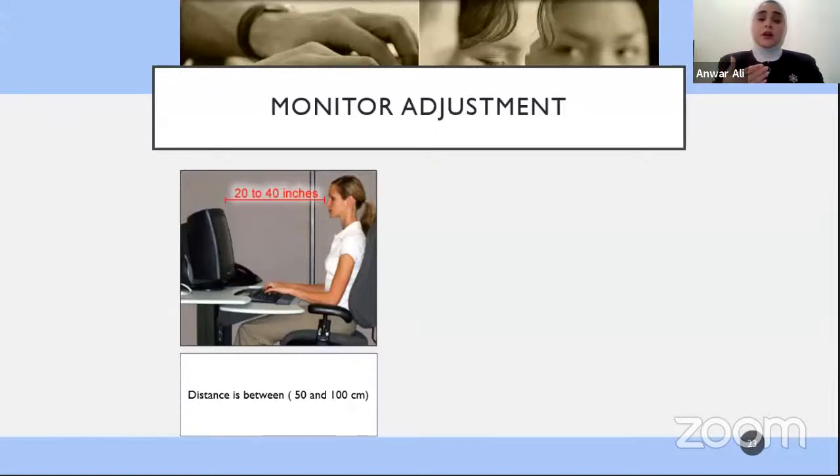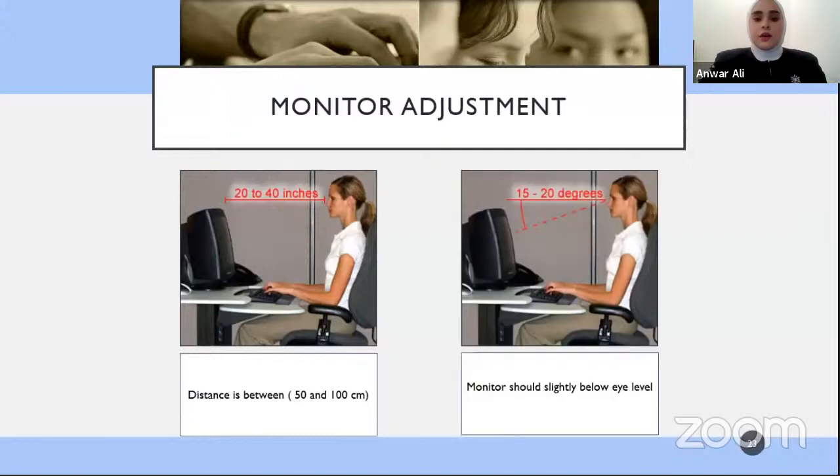Just to check if the monitor is too close or in the right position, straighten your arm and you shouldn't touch the screen. If you're touching the screen, it will lead to eye strain, and that should be avoided. For the angle, it should be between 15 to 20 degrees below your eye level. You want to avoid bending your head backward in order to see the screen because it will put stress on your neck and you will fatigue it after a while.